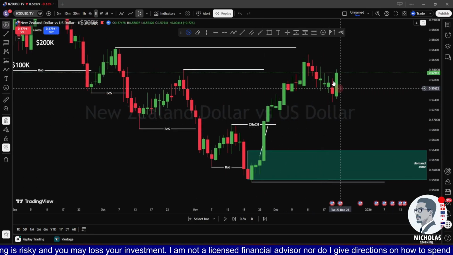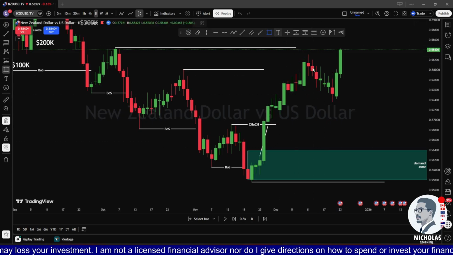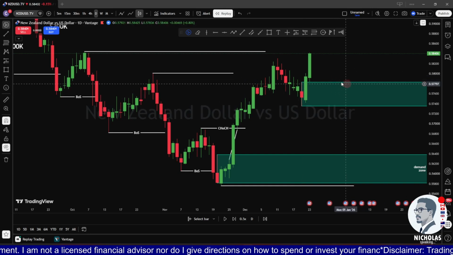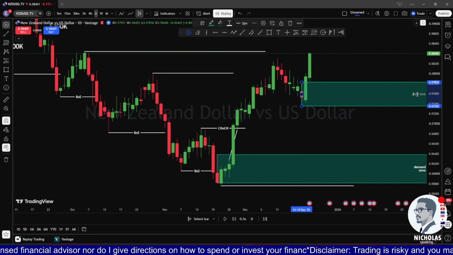So now we have a bearish candle. Does it lead to an imbalance? Oh yes, it leads to an imbalance. So now we have an order block. This is an order block now. It's not a zone yet. Don't forget, it's still an order block.